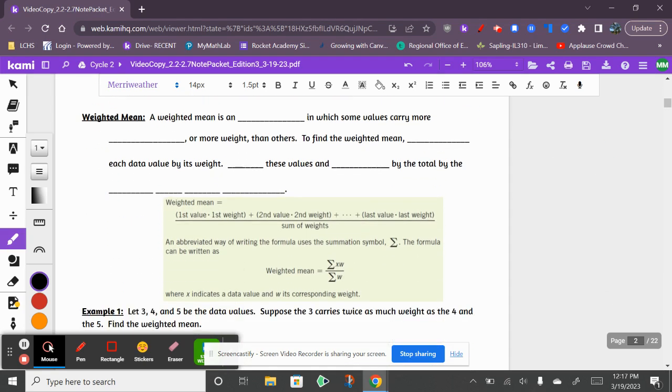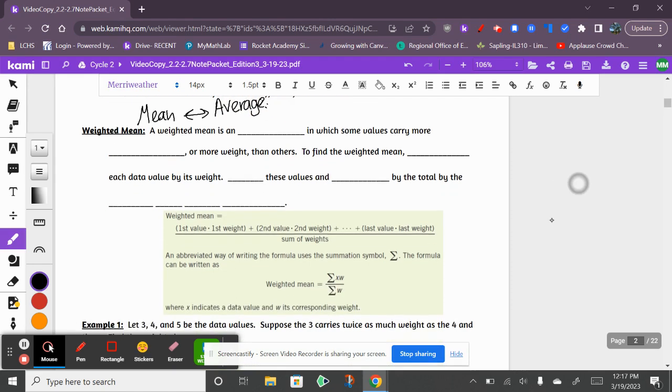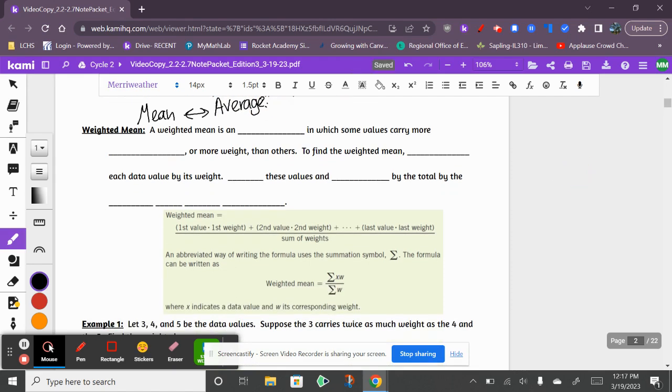So starting with the definition. And also just to make sure that we understand, mean is just a different word for average. So average and mean have the same meaning. So a weighted mean is an average in which some values carry more significance or more weight than others.